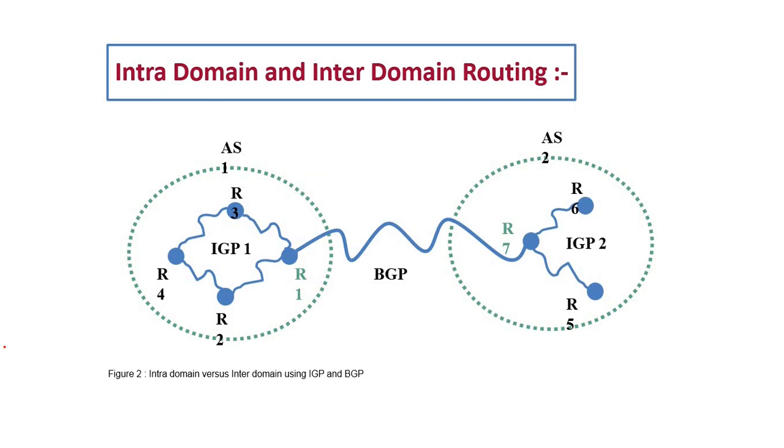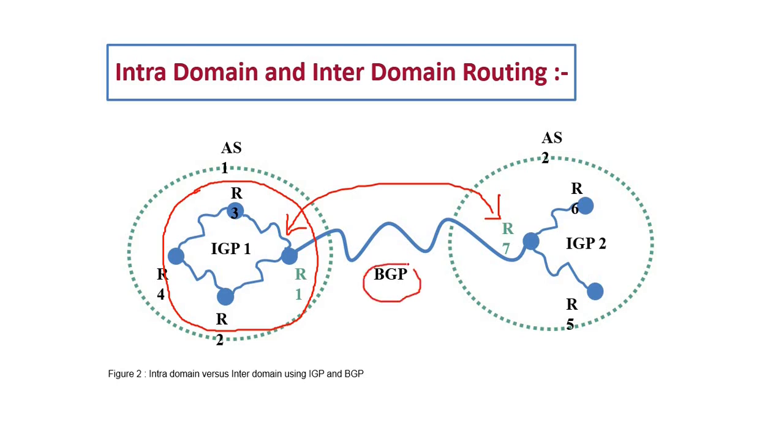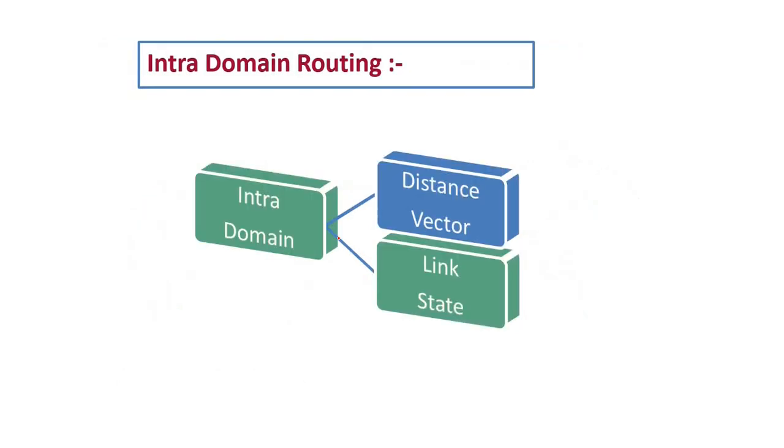We have already discussed intra-domain and inter-domain. Intra-domain means routing inside the network. So suppose there is one network, so routing inside this network. But whenever we are communicating from one network to another network, this is known as inter-domain routing. And for that purpose, we are using BGP, Border Gateway Protocol, because there is a need to cross the border from one network to another network.